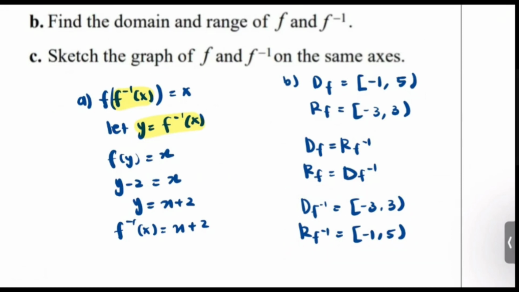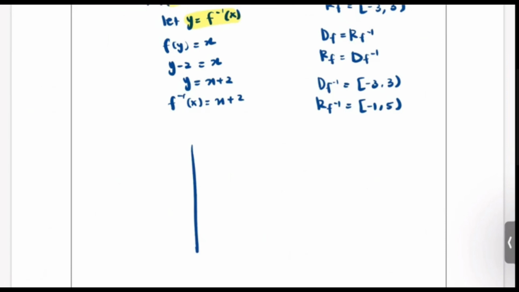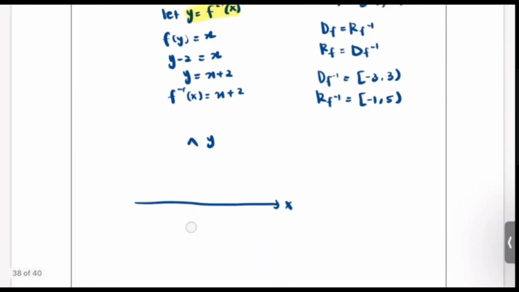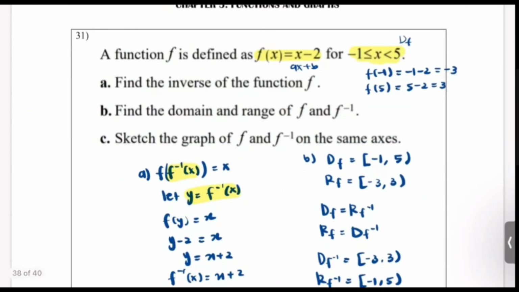Okay, then C, dia suruh sketch graph f dengan f inverse pada paksi yang sama. Jadi kita pun lukis graph. So ni graph y, ni x axis. So ni adalah graph linear. So bila kita ada graph linear, kita kena ingat dia adalah ax plus b. So b kita adalah negative 2. So kita ambil dulu negative 2. Kemudian kita check positif x ke negatif x. So positif x, so kuadran 1 ke 3 melalui b.